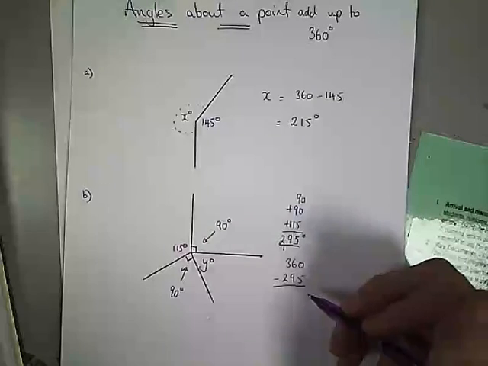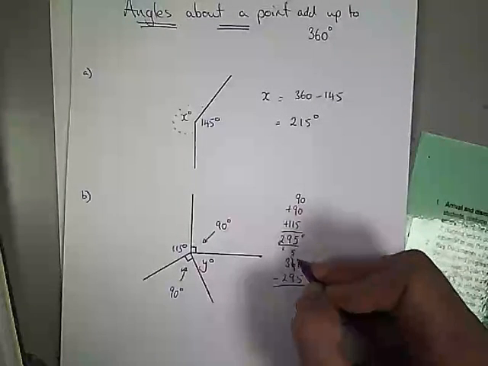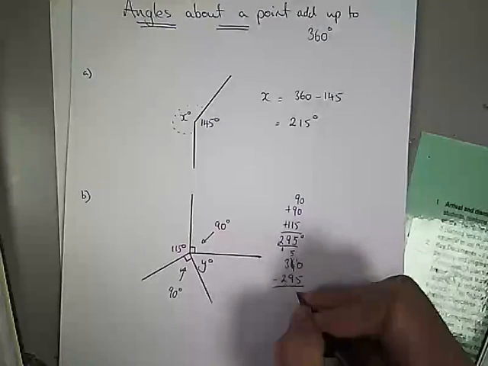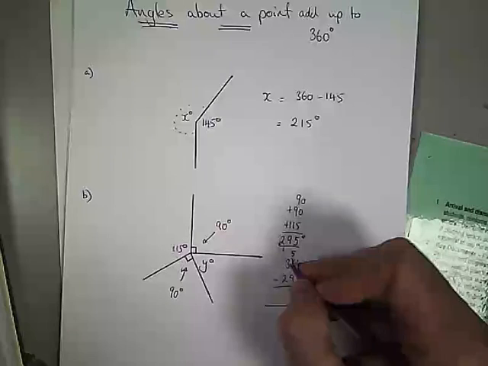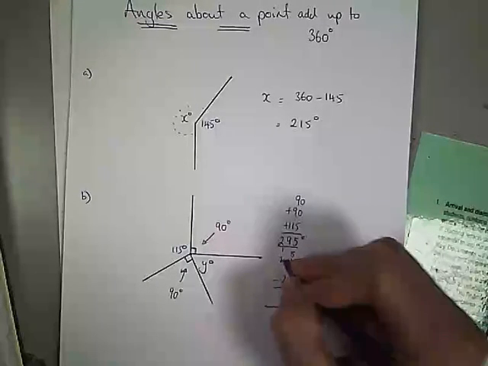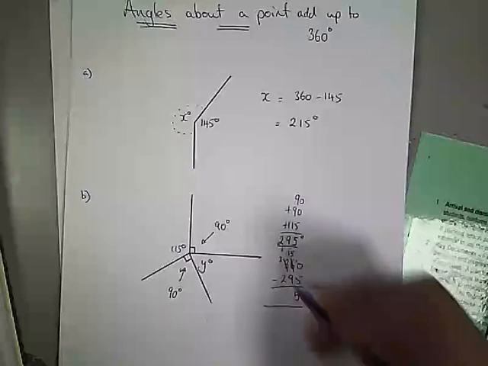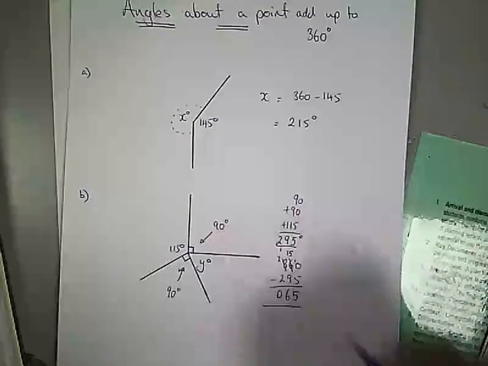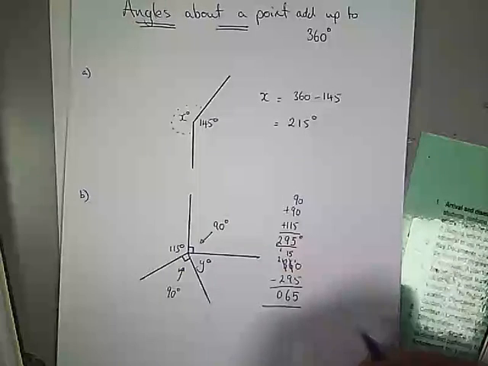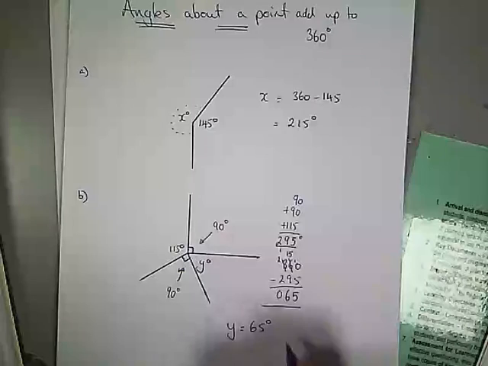I can't take 5 away from 0, so I'm going to have to borrow 1 from the 6. So 10 take away 5 is 5. I can't take 9 away from 5, so I'm going to have to borrow 1. That gets me 2, and that gets me 15 now. So 15 take away 9 gets me 6. 2 take away 2 is 0. So my angle Y is equal to 65 degrees.